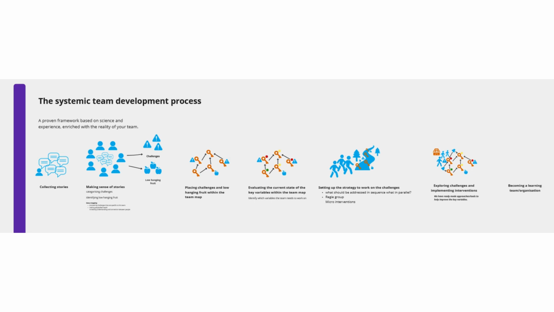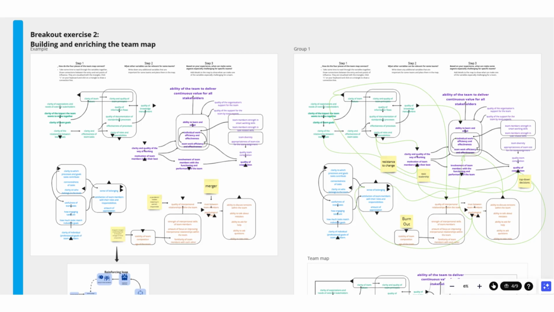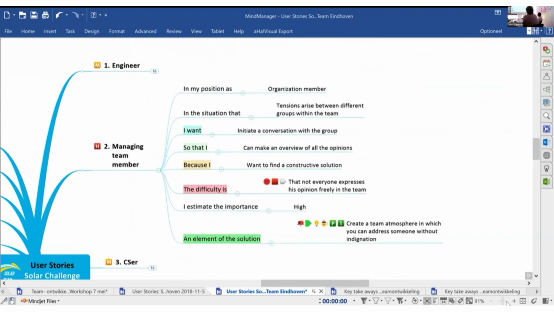Based on this understanding, we introduced our systemic team development process. The backbone of that process is the team map, which shows the key elements that are needed for an impactful team and how they influence each other. The elements included in this map are based on scientific research around the topic of team development, as well as our own experience working with teams for many years.